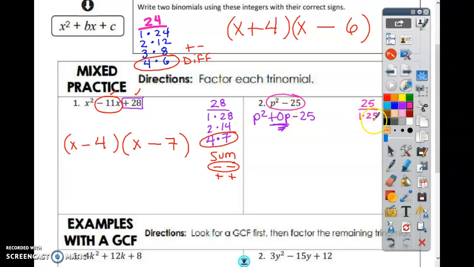All right, so 1 times 25 gives me 25, and what else? 5 times 5 gives me 25. Okay? So which one of these gives me a sum or a difference of 0? 5 and 5, if I add them or subtract them? Subtract them. So difference, right? So one has to be positive, one has to be negative. And it doesn't matter which one because they're both the same. So my answer is p plus 5 and p minus 5.